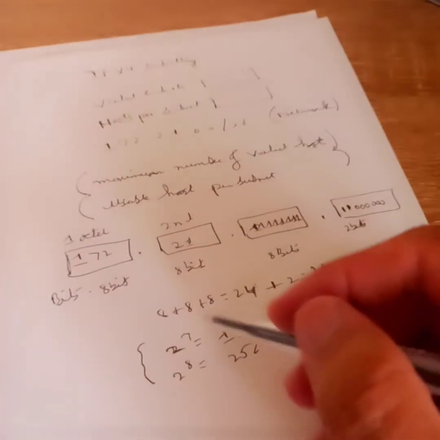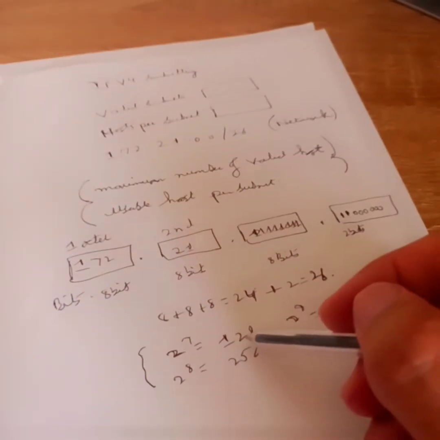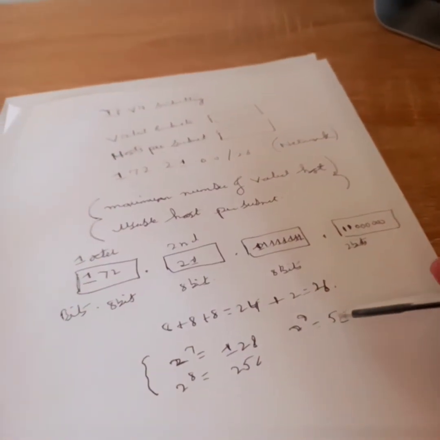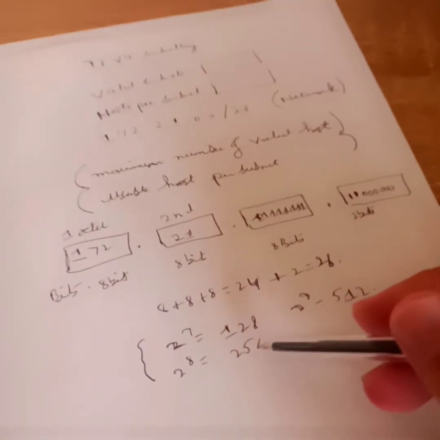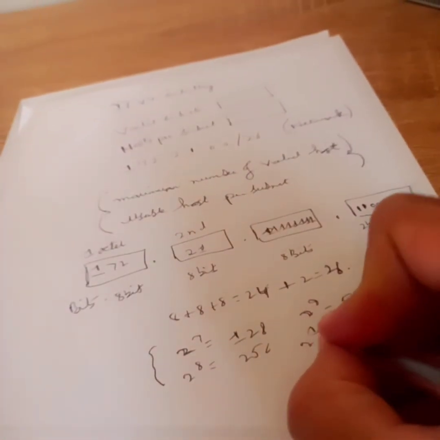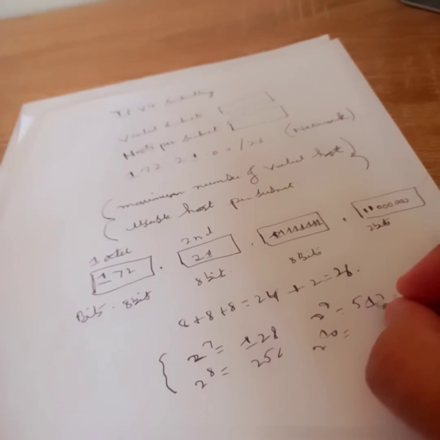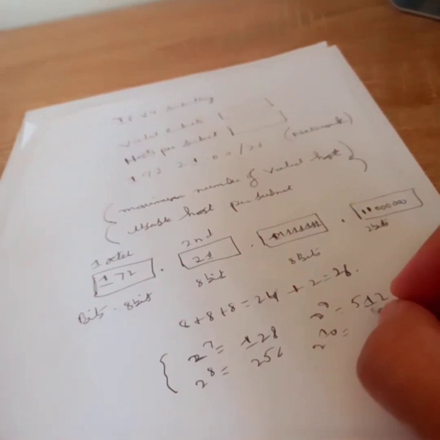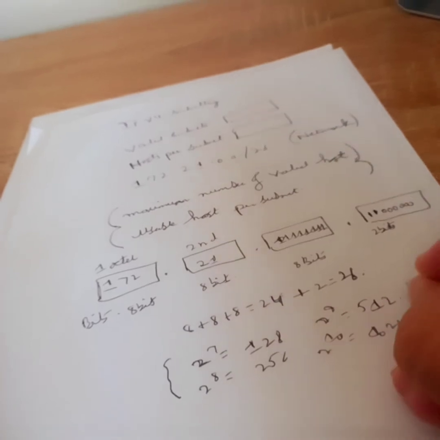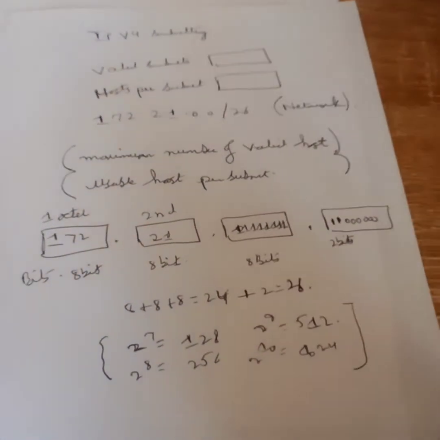So if we add 128 and 128, we get 256. Add 256 and 256, we get 512. Now let's add 512 and 512. What is it going to be? 1024. Thank you so much. Now this is where our climax comes in.